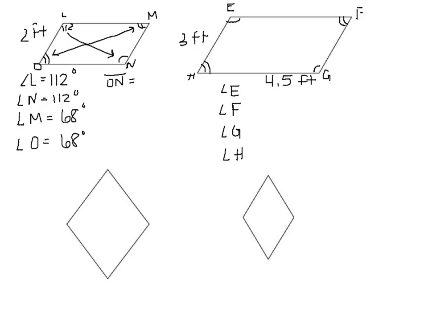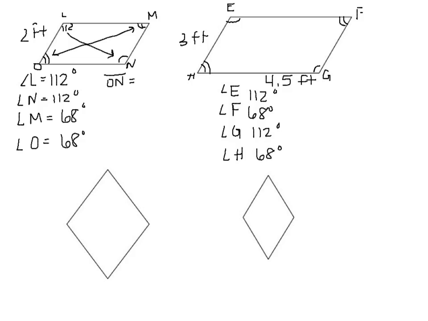Because L, M, N, and O is similar to E, F, G, H, these angle measures have to be equal by definition of a similar figure. So angle E would be 112, angle F 68, G 112, and H 68.